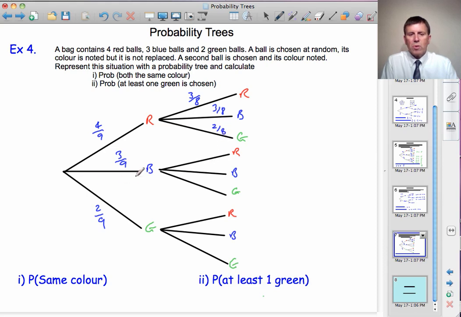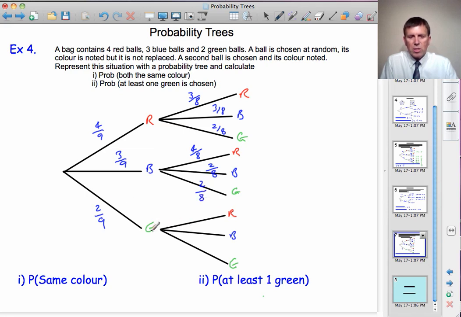Now what if we come this route through the tree? It means we took a blue out, first pick. So there are 8 balls left, but there are still 4 red. So we write 4/8 as the probability. There were 3 blue initially, but we've taken one out. So now there's only 2. So it's 2/8 for the probability of another blue. There are still 2 green, and so there's 2/8 for that probability.